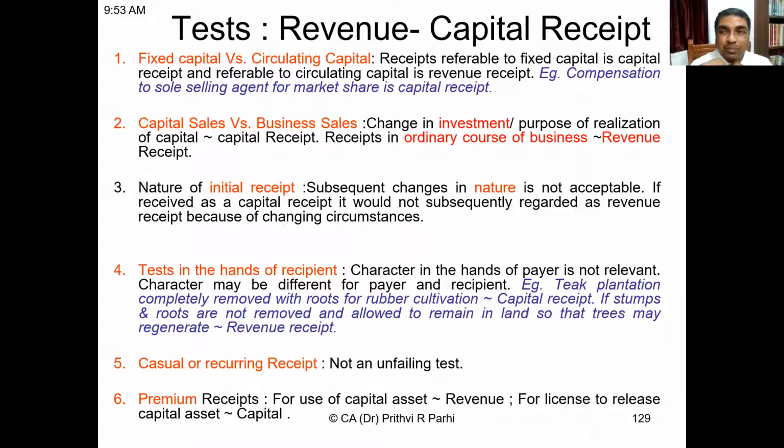Why am I getting some money? Because someone else is using that asset. So that money is revenue in nature. That is income. But if I am releasing my capital asset entirely and I get some premium, that premium is a capital receipt. Are you getting it? Yes, sir. Yes, friends.